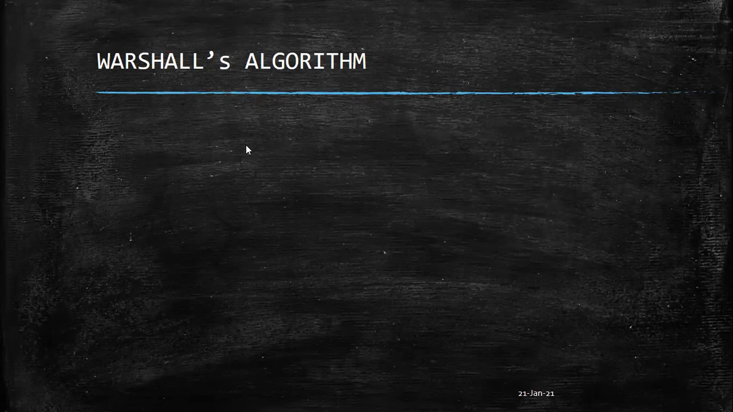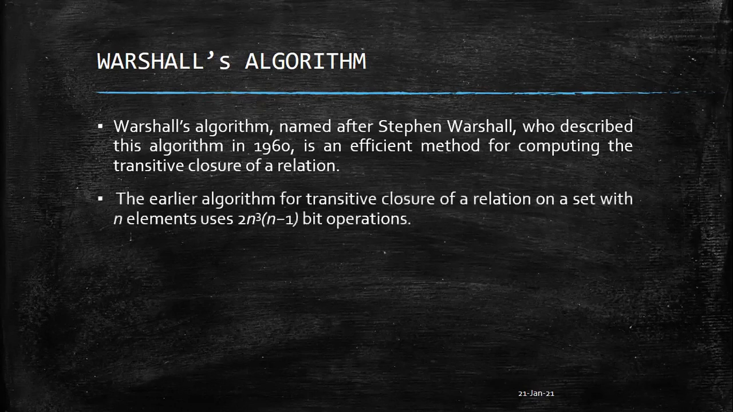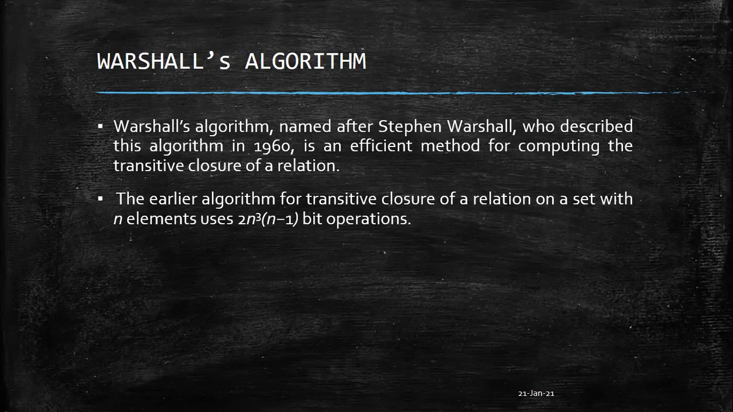So now for Warshall's algorithm, as I mentioned, it was named after Stephen Warshall, who described the algorithm in the 1960s. It is basically an efficient method for computing the transitive closure of a relation. Now, the earlier algorithm was basically a brute force mechanism. That is, we looked at every edge and then we tried to find the transitive edge which was missing, or we added the edge which we needed for transitive closure.